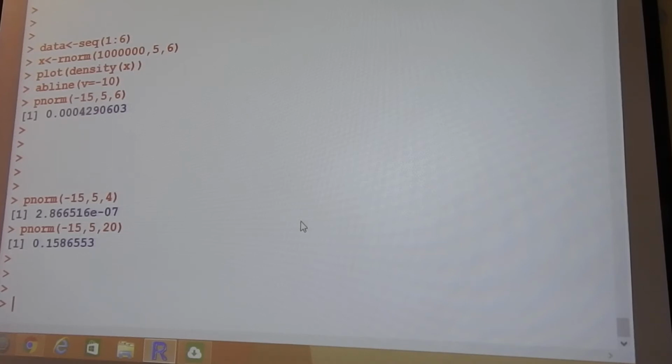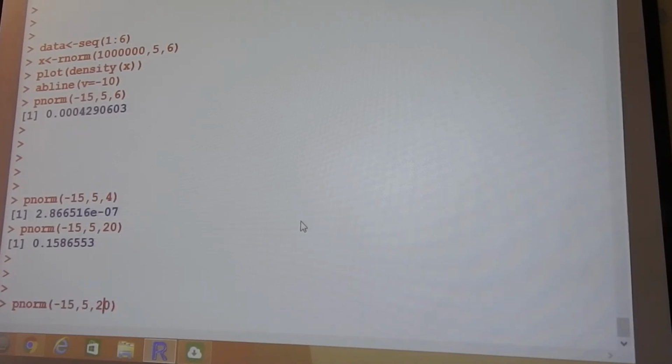It's a probability, no? It's the probability that a normally distributed random variable with mean 5 and standard deviation 20 takes a value less than minus 15. Right, so one of the things it depends upon is of course the standard deviation.